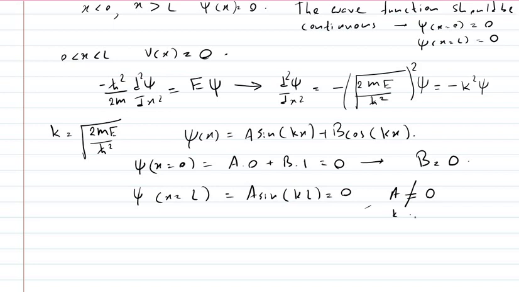When k is equal to 0, again the wave function is 0 everywhere. This is also not a feasible solution, which means sine kL should be sine n pi to have a general solution. This gives us k_n is equal to n pi divided by L.